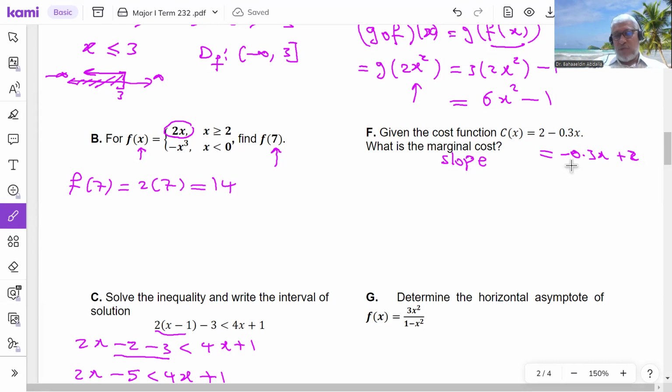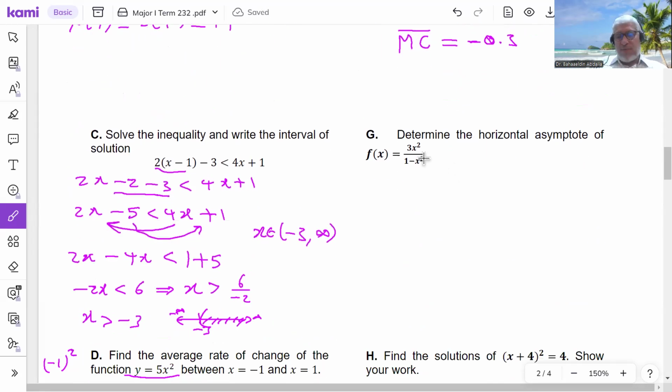So what is the slope? It is the coefficient of x. So negative 0.3 is the marginal cost. We call it MC bar. This is the marginal cost. It is negative 0.3. So it's just the slope, the coefficient of x.